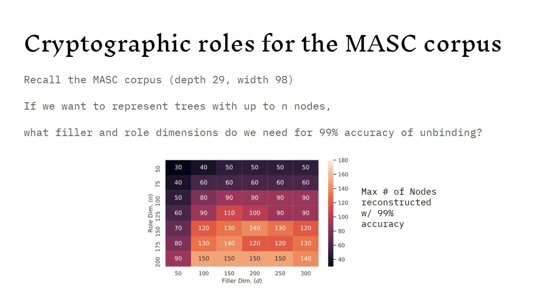And so this chart shows, for various role dimensions and filler dimensions, the max number of nodes in a tree reconstructed with 99% accuracy. And I'd say the takeaway here is this number, which says that with 200 dimensional roles, 100 dimensional fillers yielding 20K units, we should be able to represent at least any natural language tree with up to 150 nodes with 99% accuracy.